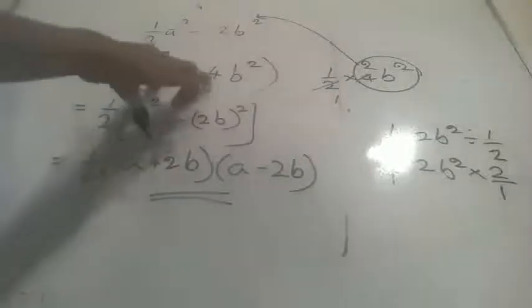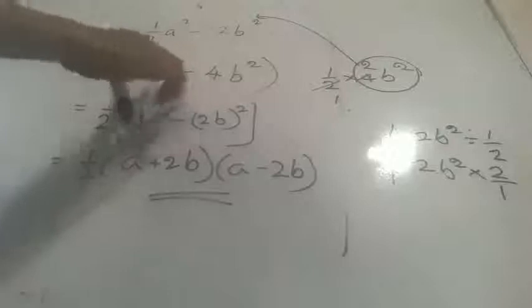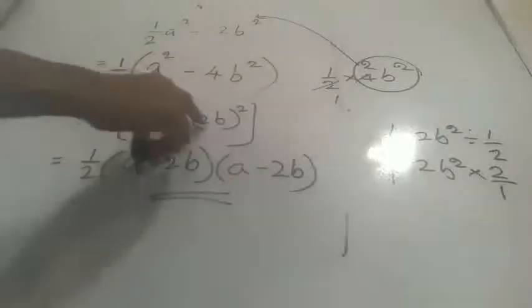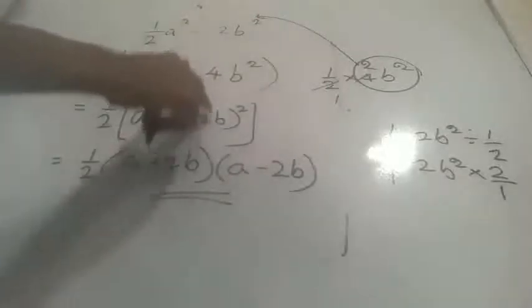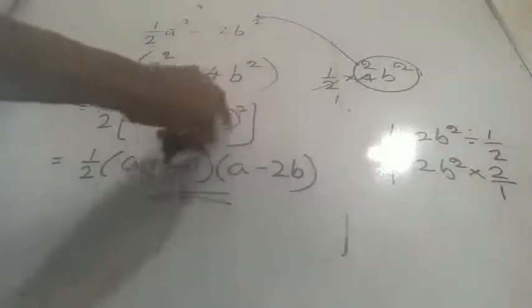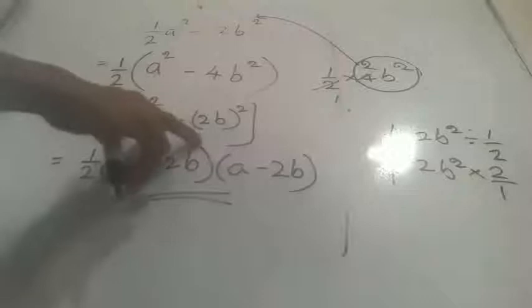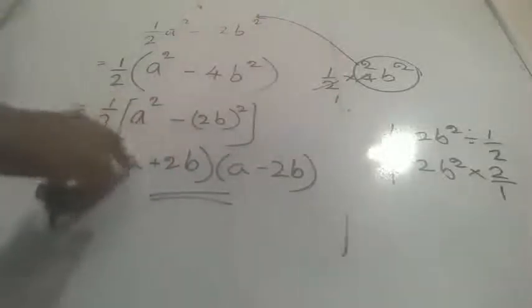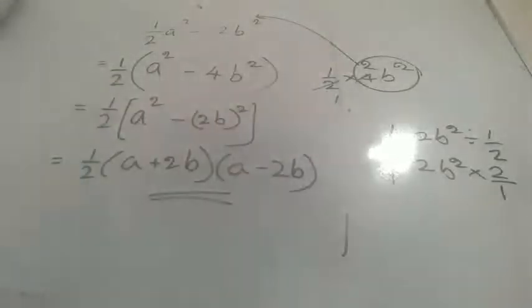Now this is the square. 4 is equal to 2 squared, b squared, square of 2b. Then difference between two squares. Now we factorize this. A plus 2b, a subtract 2b.